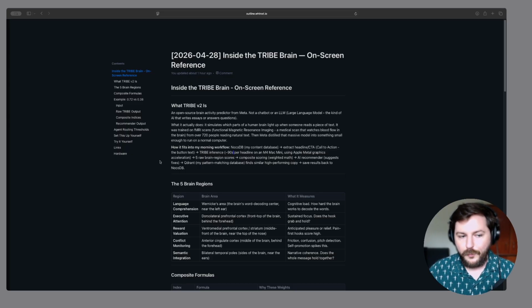So with these composite formulas, we're able to essentially determine scores, right? We have a score that's set on the initial CTA and headline, and then we'll have a score based on a proposed new CTA and headline as well. So in this example, we're looking at 0.72 versus 0.38, and we're looking at the total average on that specific output. So across those 5 vertices, right?